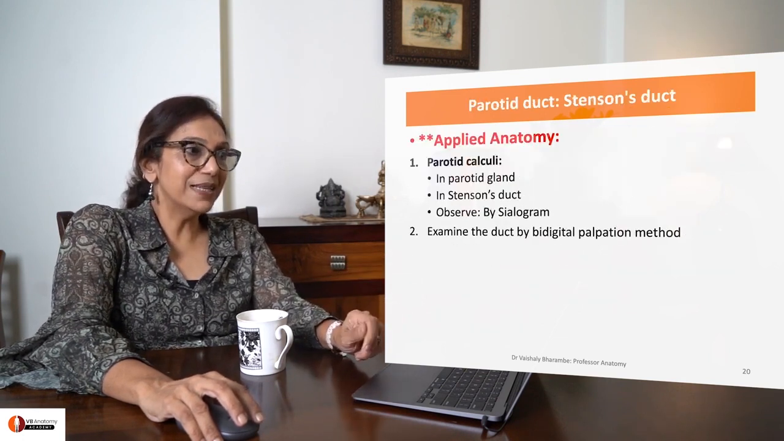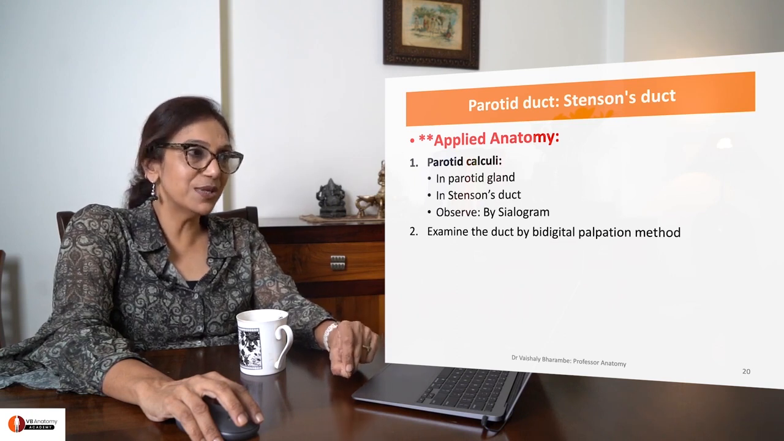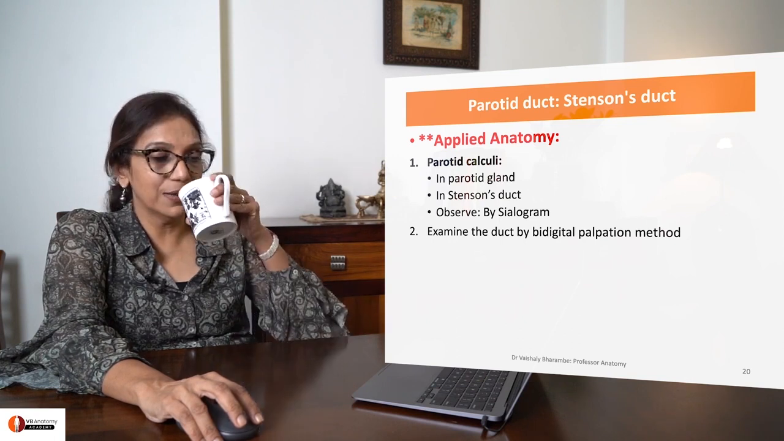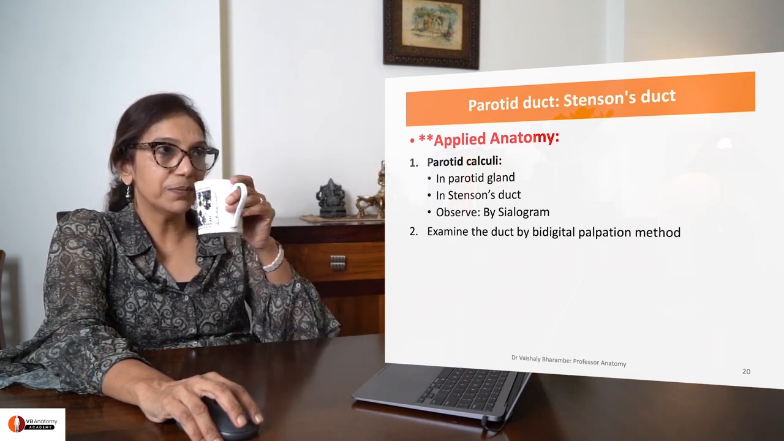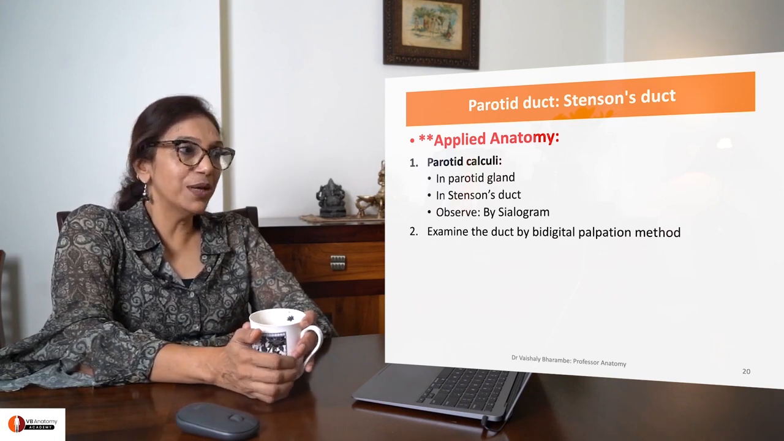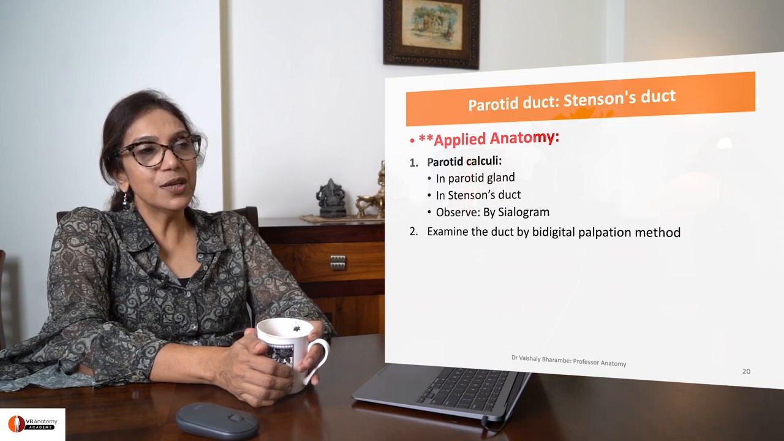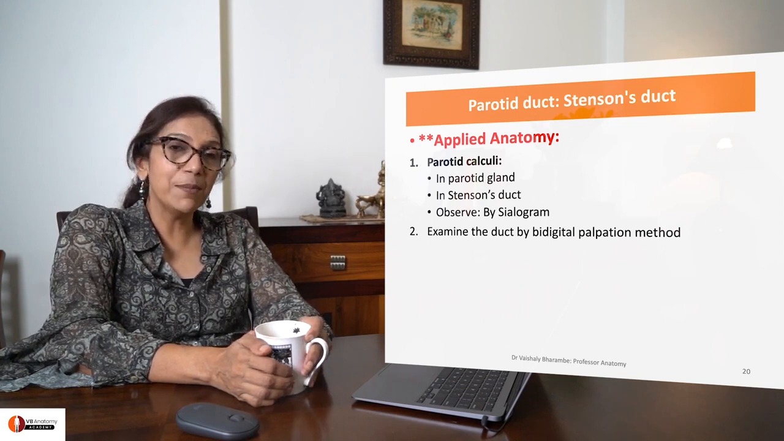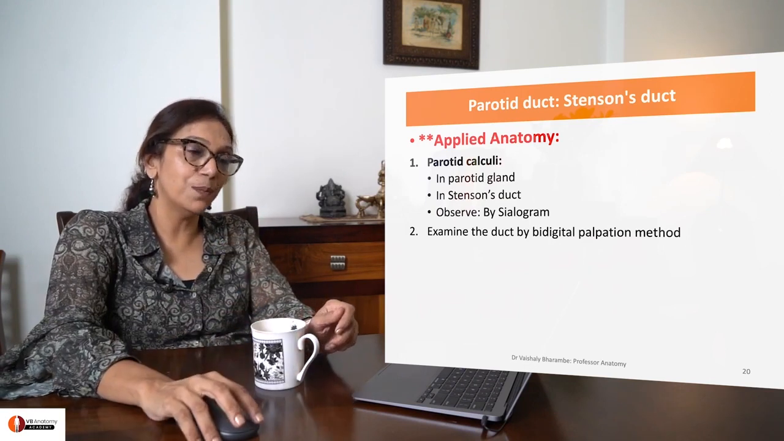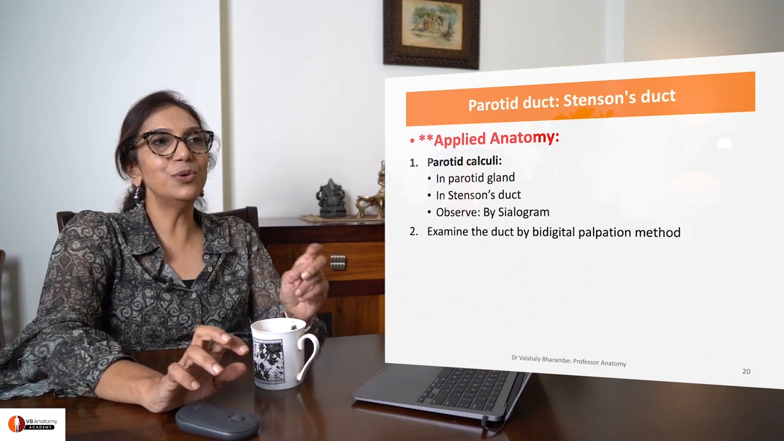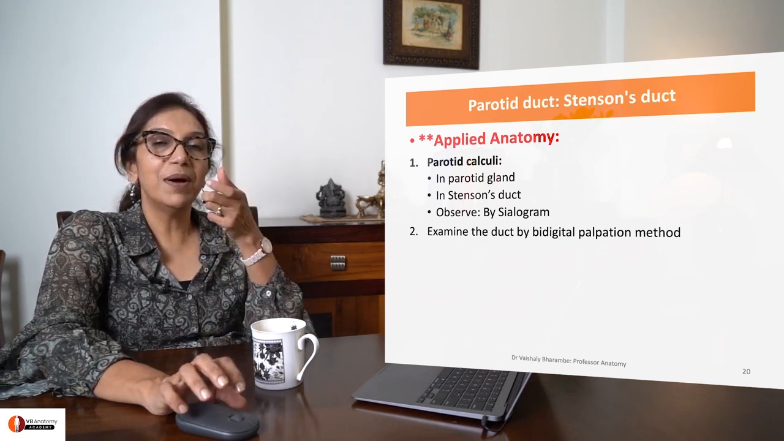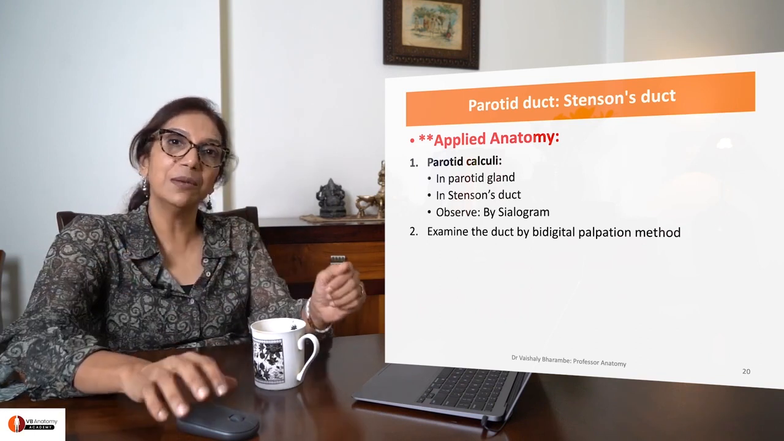Another applied anatomy related to Stenson's duct is that sometimes there is calculi formation in the duct. So parotid calculi can be formed in the gland or can be formed in the duct. In which case you can do what is called a sialogram and see where the stone is stuck and where it is creating obstruction. You can also do a bidigital examination of the duct. You can feel the duct in the wall by using your two hands to hold the duct in between.